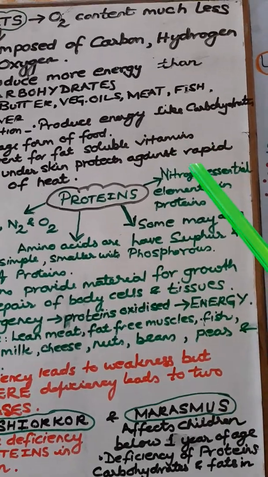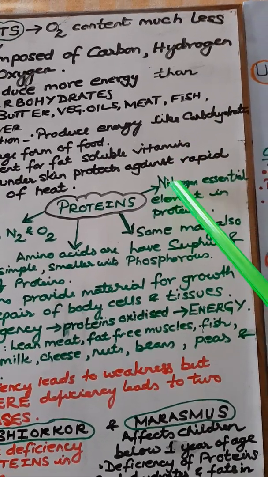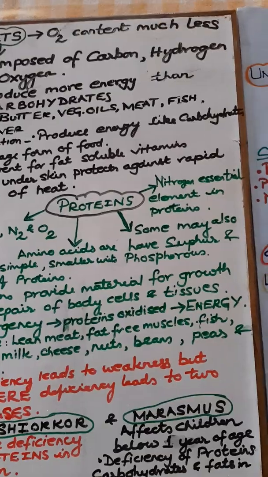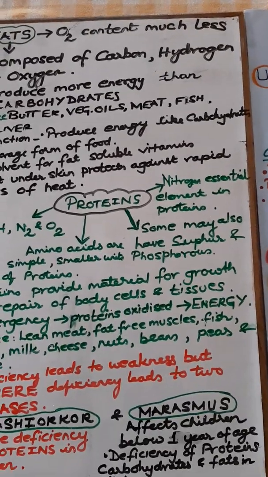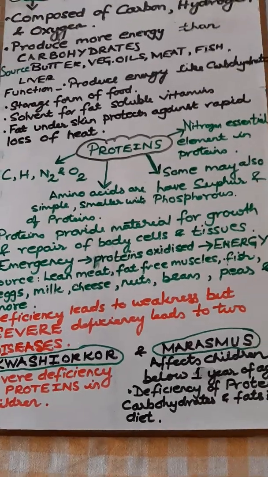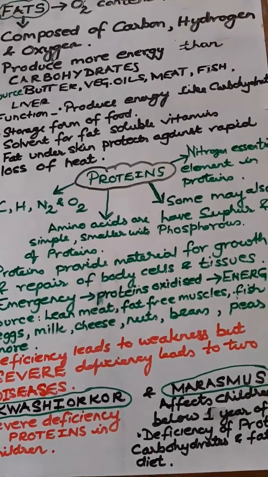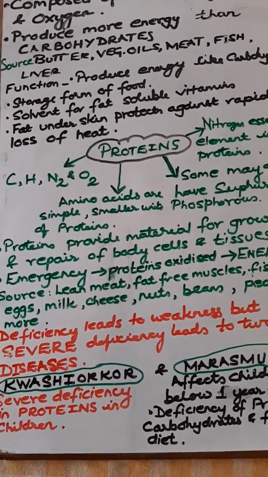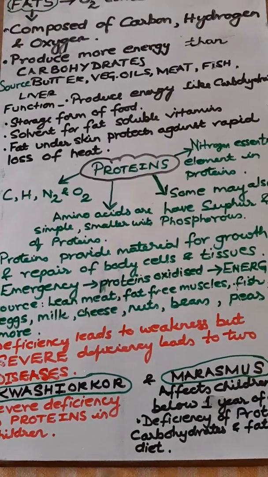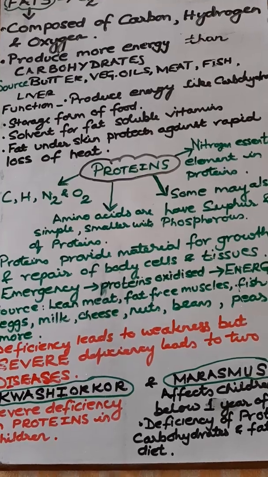Now, what is very essential in proteins is nitrogen. An important part of protein is nitrogen. There cannot be any protein without nitrogen. It is one of the main components of protein. Proteins provide material for growth and repair of body cells and tissue.